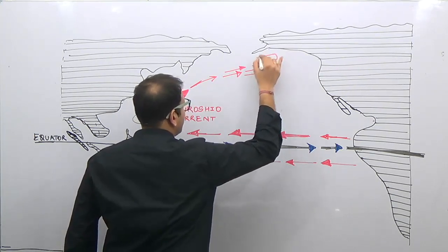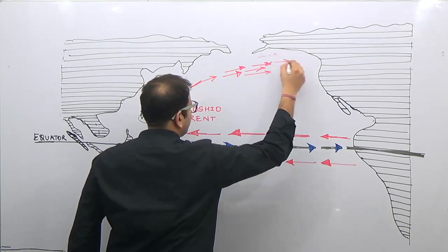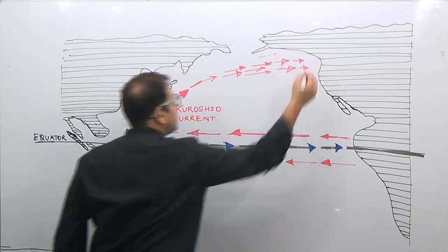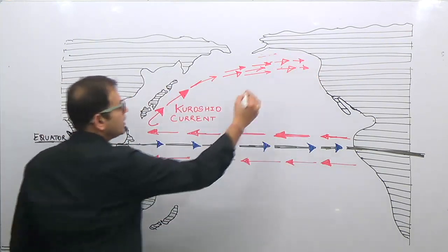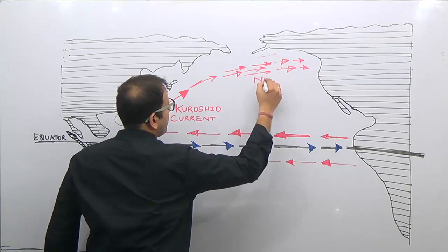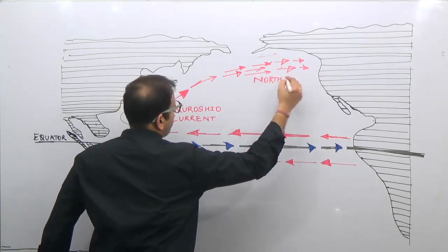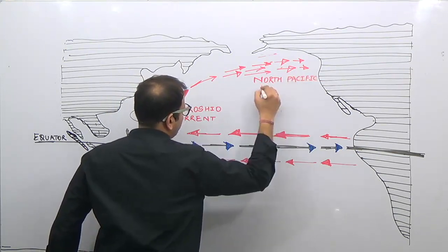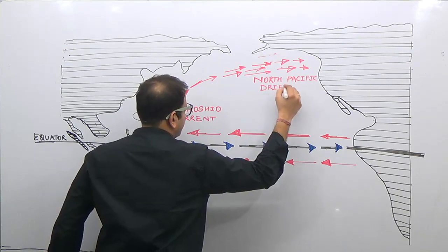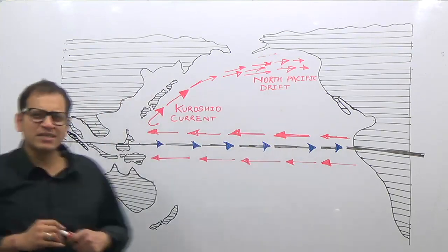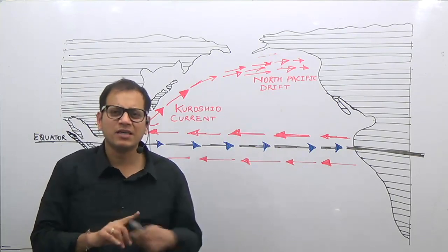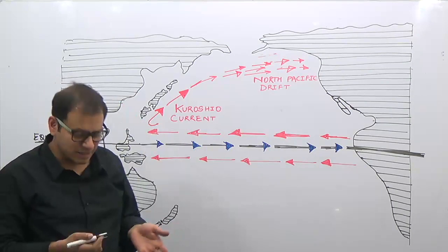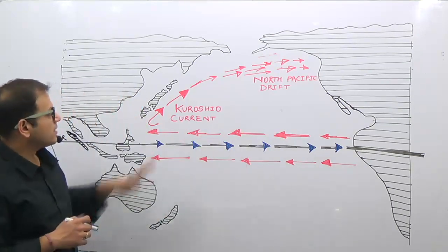Some current moves backward. Now obviously here it will be known as, which ocean are we doing? We are doing the Pacific Ocean, so it is known as the North Pacific Drift. So you see, there are not numerous current systems like Antilles, Florida. You have a single current which is known as the Kuroshio current and the extension of the Kuroshio current as the North Pacific Drift. Now obviously, this is in the northern hemisphere.